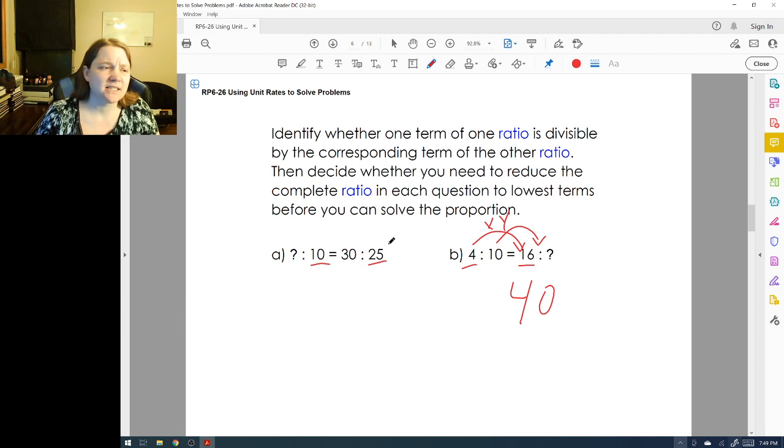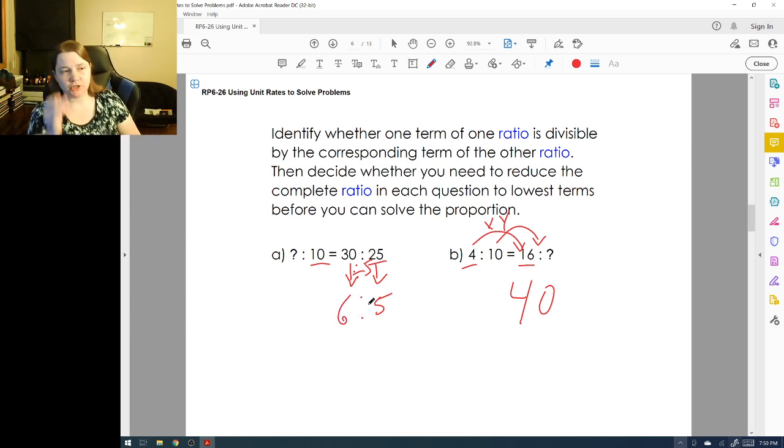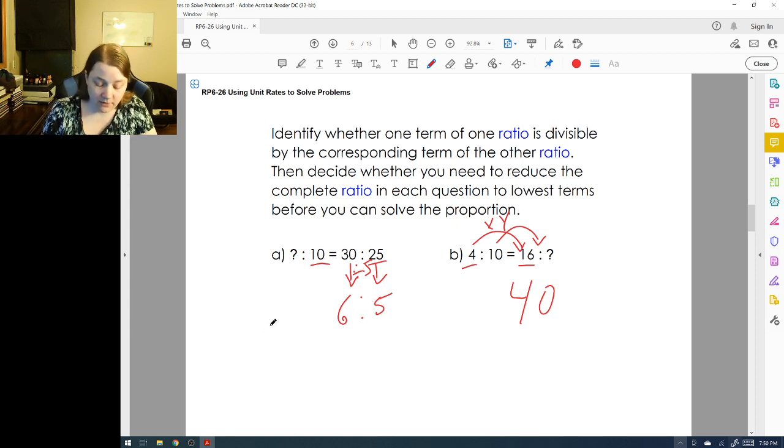That's not as nice. So instead, what we're going to do is get 30 to 25 to lowest terms. We're going to change this ratio to something else. We're going to divide this ratio by 5. 25 divided by 5 is 5. 30 divided by 5 is 6. My new ratio is 6 to 5.